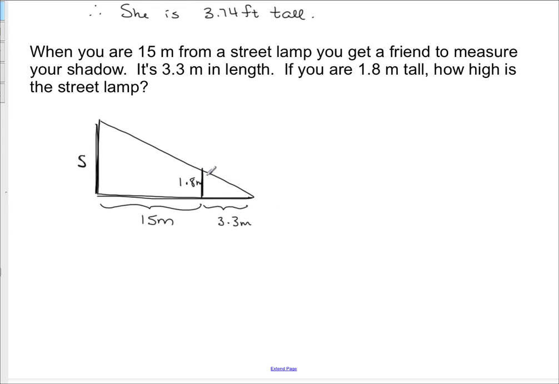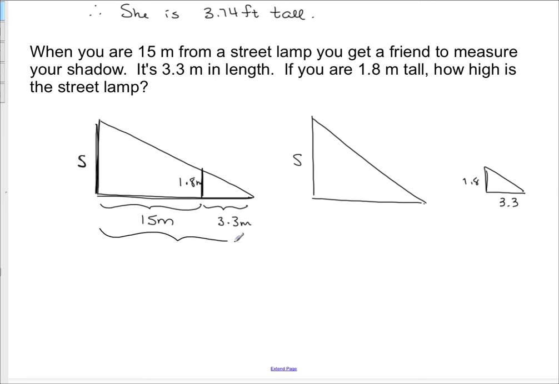We actually have two triangles. We have this little tiny one here that I'm going to draw outside here. That little triangle is 1.8 down here and 3.3 down here. And then we have a bigger triangle that is this whole big triangle where the side thing here is S, and then down here along this side it's the whole side. So we have to add 15 and 3.3, and that's going to give us 18.3. So this is 18.3 on the bottom.